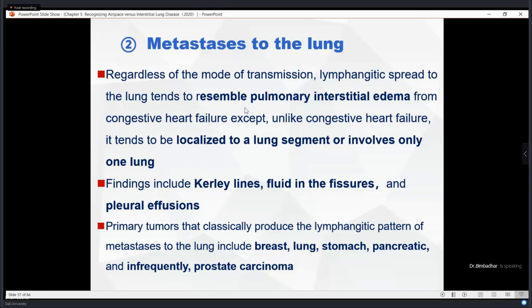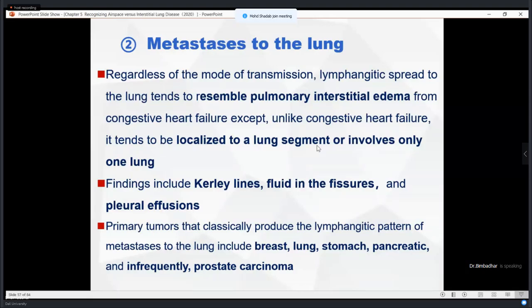They actually resemble pulmonary interstitial edema. But they will be localized to a single segment, whereas congestive heart failure is diffuse. This lymphogenic spread is generally localized to a single segment or involves only one side of the lung. So how can I differentiate between congestive heart failure and lymphogenic spread metastasis? Congestive heart failure, or pulmonary interstitial edema, is generally bilateral, and it is not local, it is diffuse.